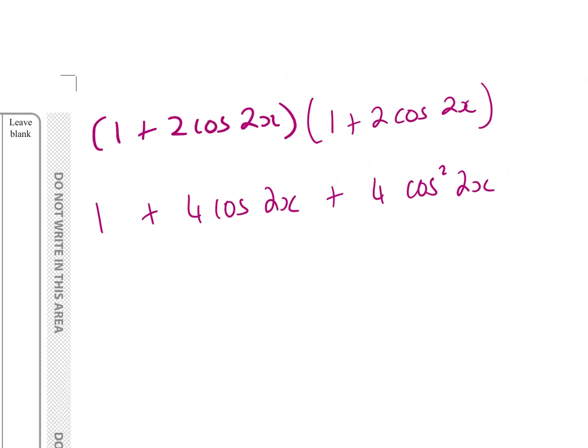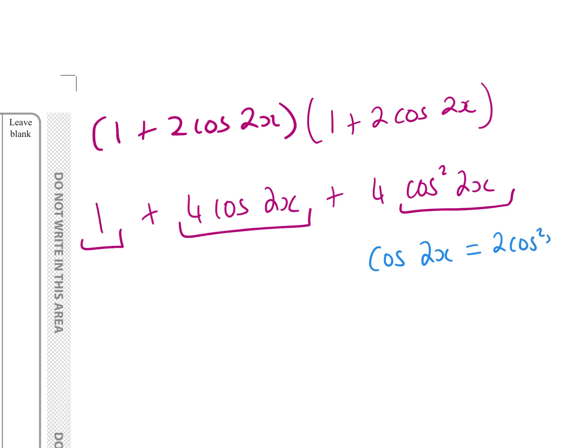Okay? Yeah. However, it wants it in 4 cos x. Okay, so we know that this one is okay. This one is okay. However, this is not okay. Now, lucky for us, there's a double angle formula that says cos 2x equals 2 cos squared x minus 1. So this means a half of cos 2x plus 1 equals cos squared x.